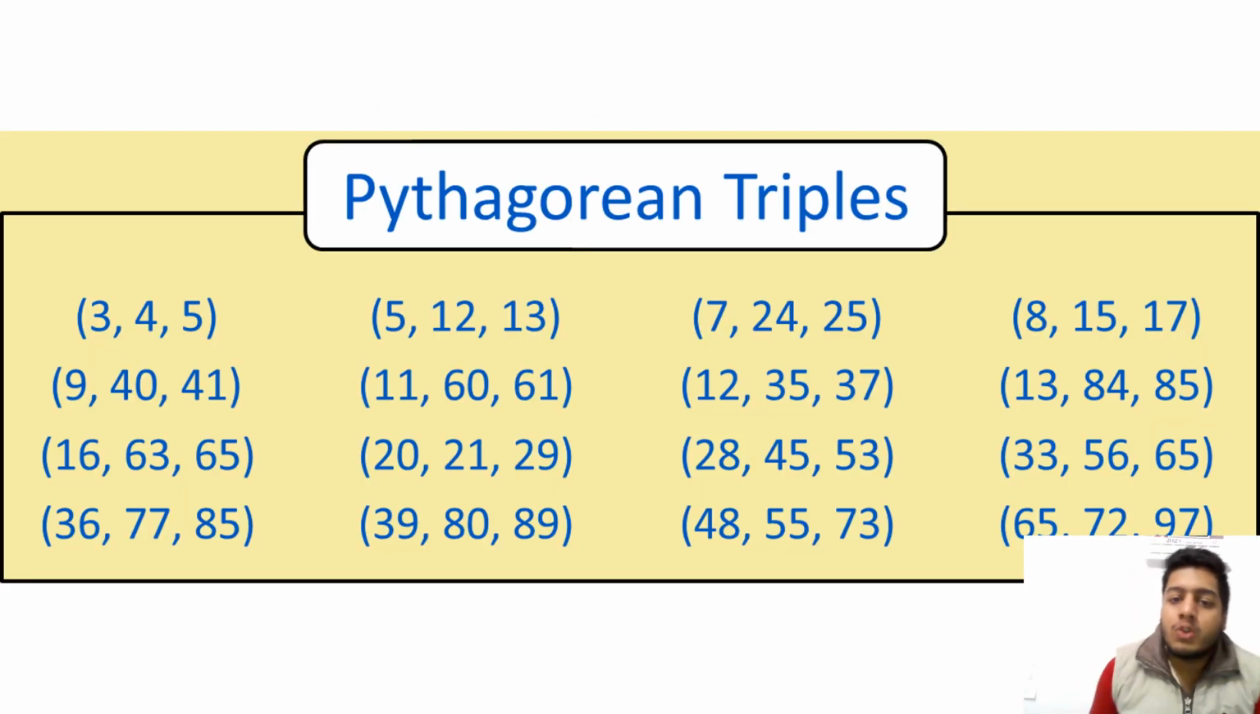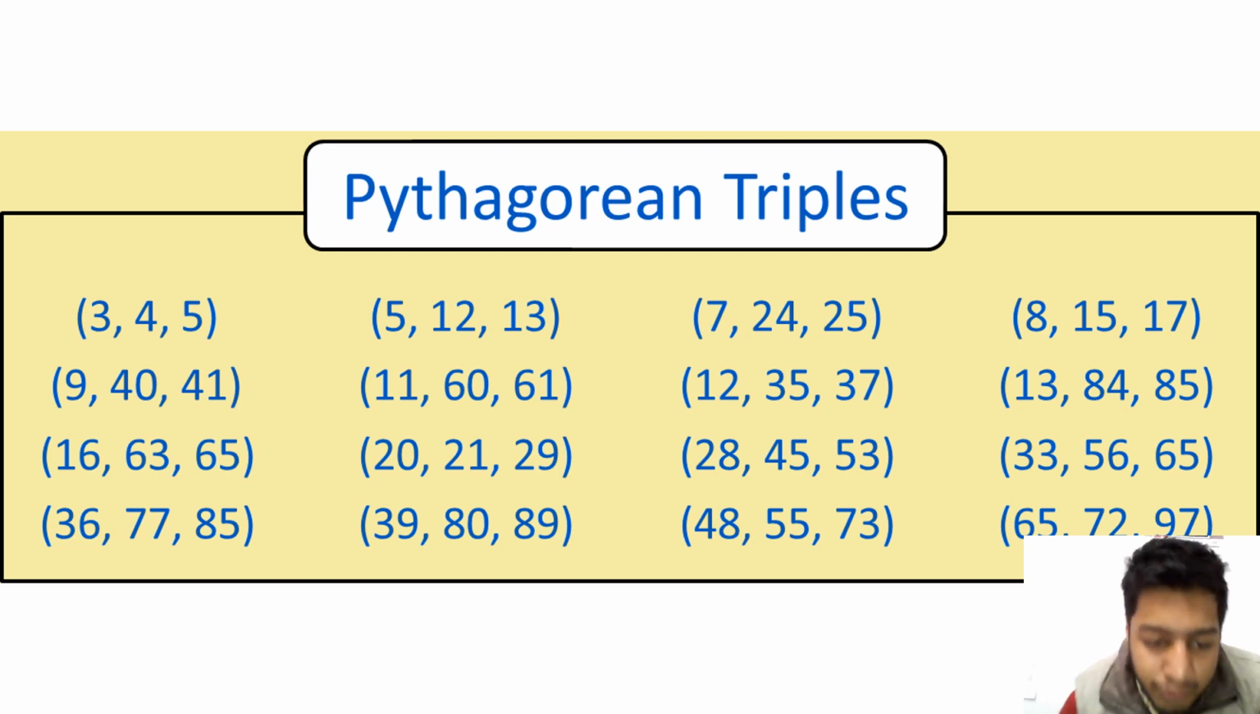As I told you in the previous slide, Pythagoras was a renowned mathematician who gave the Pythagoras theorem, wherein h square is equal to p square plus b square, wherein h stands for hypotenuse, p for perpendicular, and b for base. So these are some of the important Pythagorean triplets which you can try to remember and which can be proven also.